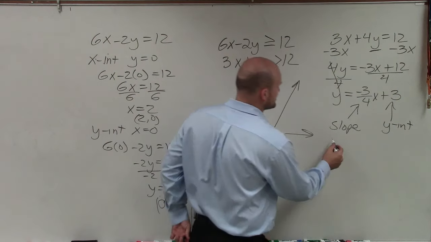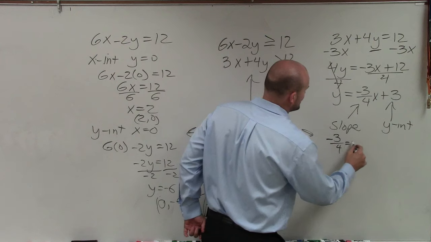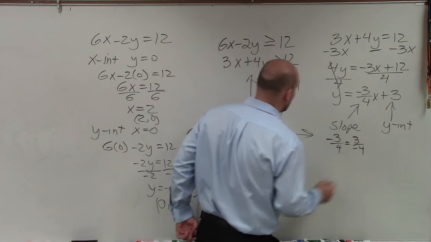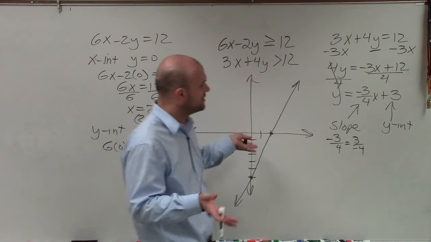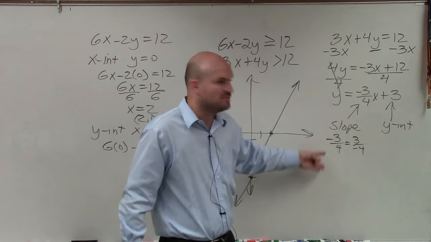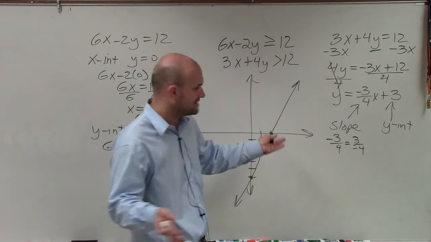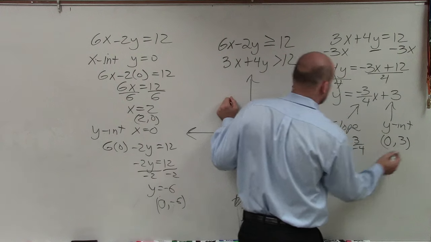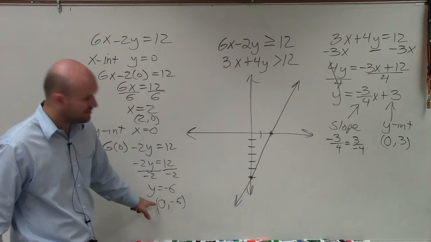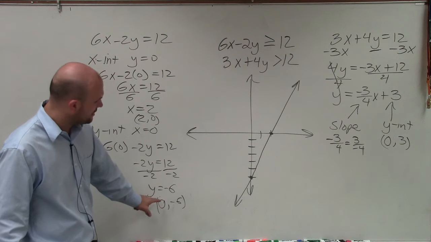It's very important for us to understand that negative 3 over 4 is equivalent to positive 3 over negative 4. As long as you have the negative in either the 3 or the 4, it's going to be OK. But be very cautious when you have a negative: you don't put the negative in both of them, because that would actually make the slope positive. And our y-intercept is the coordinate point (0, 3). Just like we mentioned here, the x-coordinate for the y-intercept is 0.